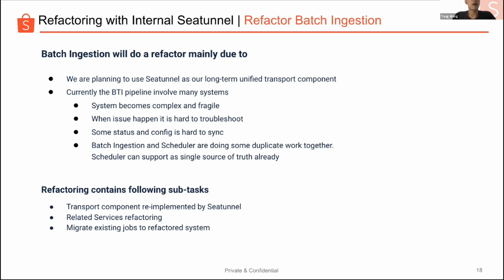So refactoring contains 3 subtasks. First, we need to re-implement the original transport component by using SeaTunnel. Second, refactoring related services to reduce complexity. And last, we need to migrate history jobs into the new system because we don't want to affect them once we release the new version of it. I'll focus on the first subtask in the following slides.